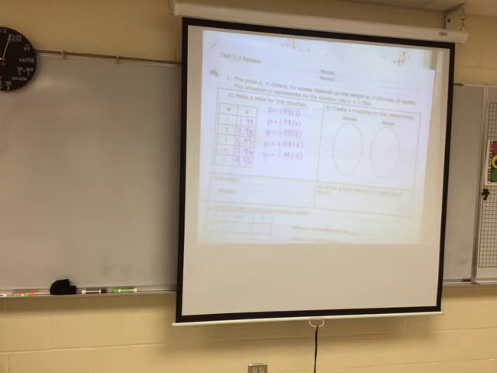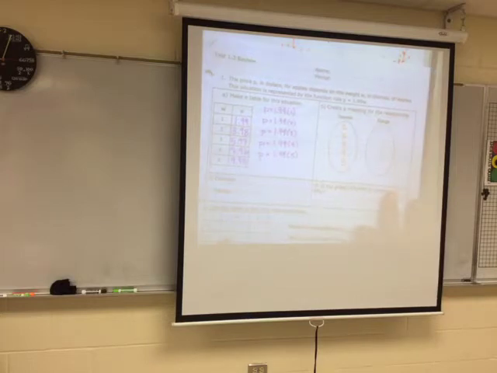Alright, so to create a mapping for this relationship, I'm going to create a mapping from this table. So my domain values are 1, 2, 3, 4, and 5. My range values, in order from smallest to largest, are 1.99, 3.98, 5.97, 7.96, and 9.95.